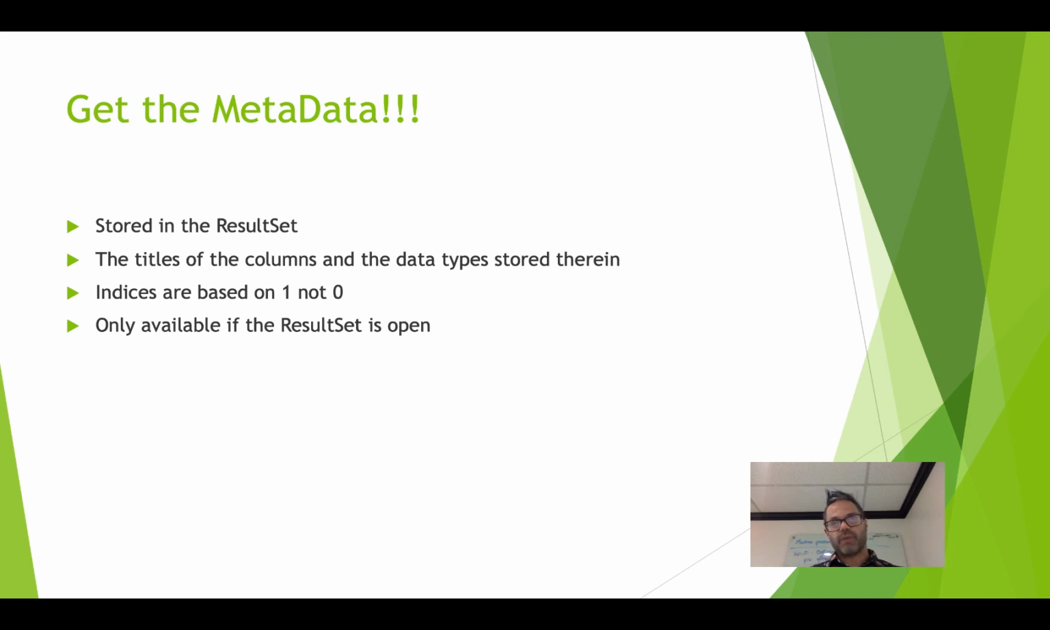One of the things we do have to remember, though, when we're talking about the columns and the data types attached to them, and rows as well, is that the indices in here are based on one, not 0. 0 is a Java-based thing. However, in database land, it's always been 1, 2, 3, 4, 5. They count like people do.